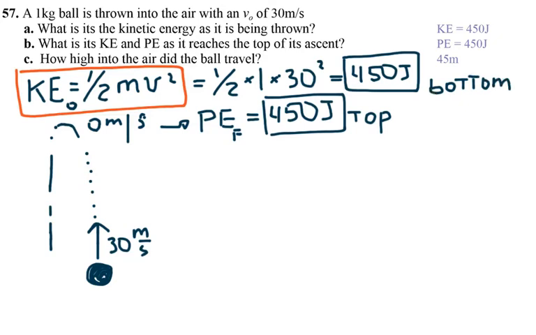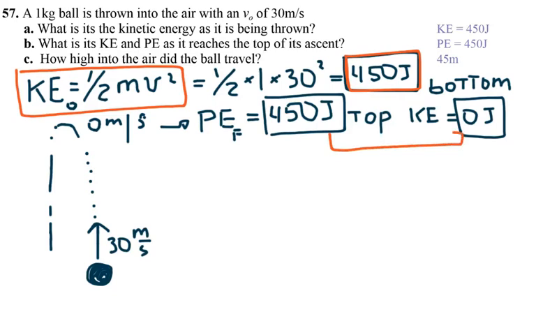So they ask you what is the kinetic energy as it reaches the top. The kinetic energy at the top is equal to 0. So your total energy is 450. Your total energy is still 450 at the top as well, and it was 450 at the bottom. And how high does it go?